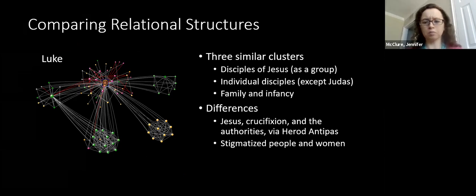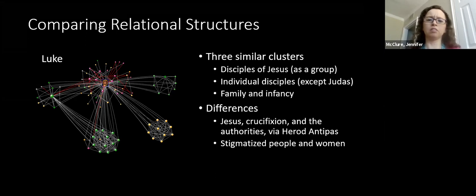And so Jesus's subgroup in Luke does include people connected to the crucifixion. It does include many stigmatized people, but it draws in the people from the betrayal and arrest and trial into Jesus's subgroup. And some of why that happens has to do with Herod Antipas. This is not Herod the Great who tried to kill Jesus as a baby. This is his son. But this is the Herod that was part of Jesus's trial before his crucifixion. And Herod is only depicted as being part of the trial in Luke. Herod does not play a role in the trial in Matthew or Mark. In Matthew and Mark, Herod plays a role in terms of John the Baptist's beheading.